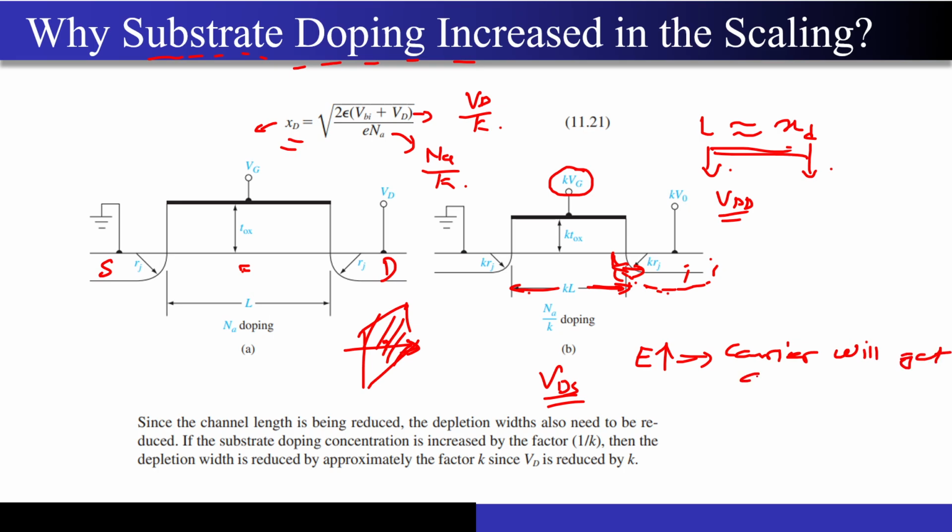Carriers will get accelerated, correct? And more carriers will pass through the same cross-sectional area in a given amount of time. Now if I tell you that I have hit the saturation velocity, and the electric field is increased, Vsat won't increase. Vsat will remain constant.